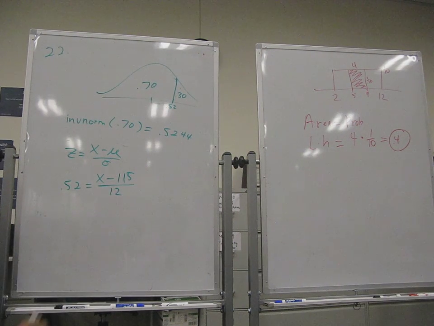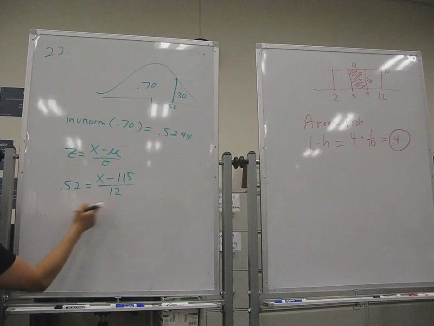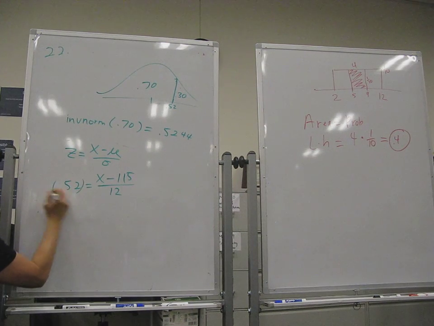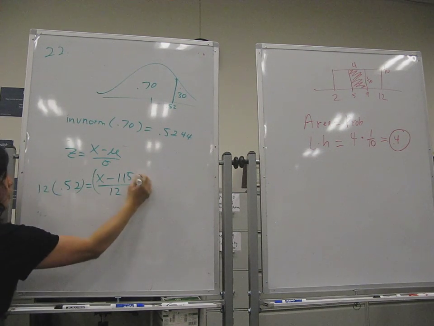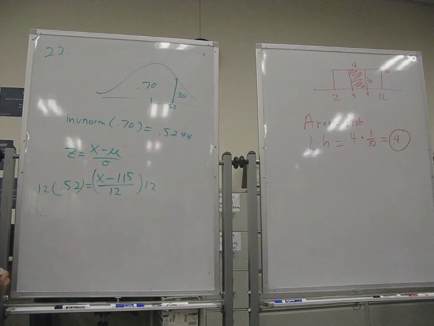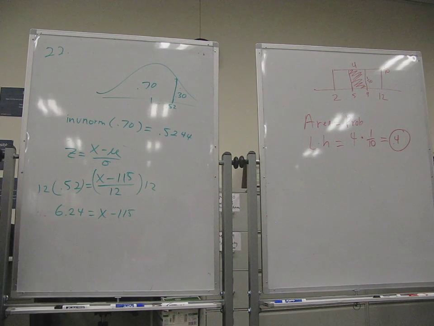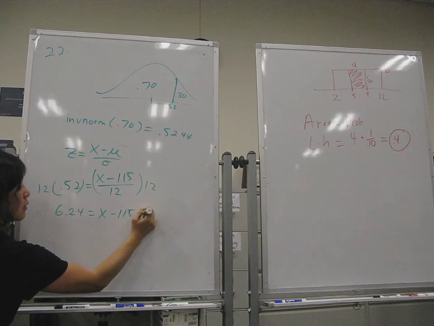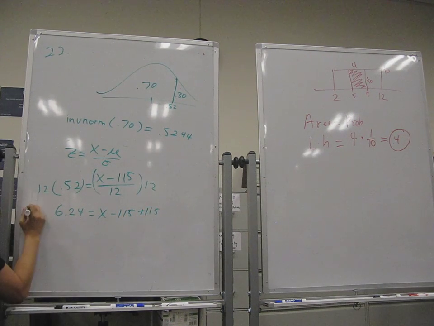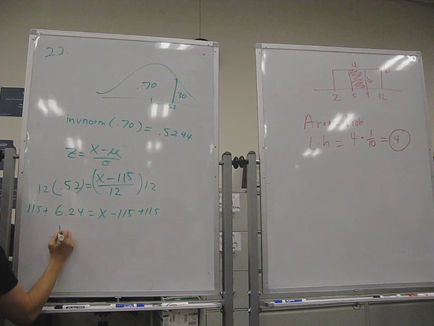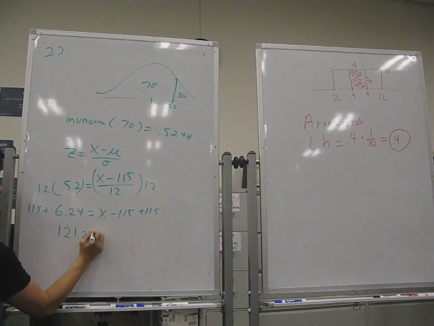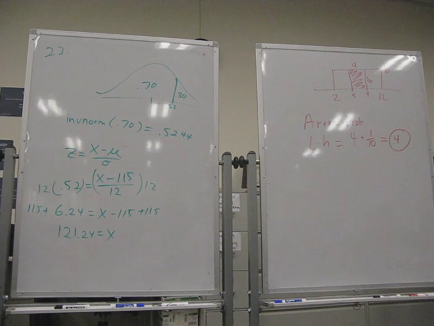So I multiply 12 by both sides. Or are you guys better with the formula? That's right. Multiply 12 by both sides, so times 12, times 12. So then we get 12 times that, 6.24 equals x minus 115. So then I'm going to add 115 to both sides, and I will get x is equal to 121.24. Good.